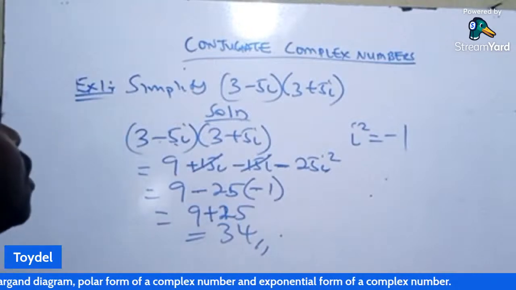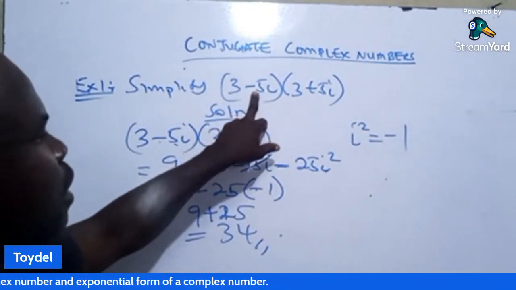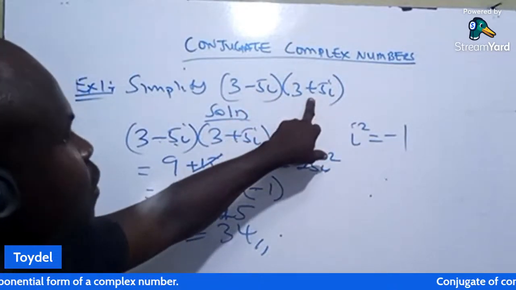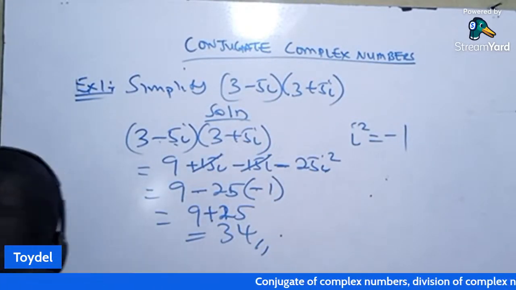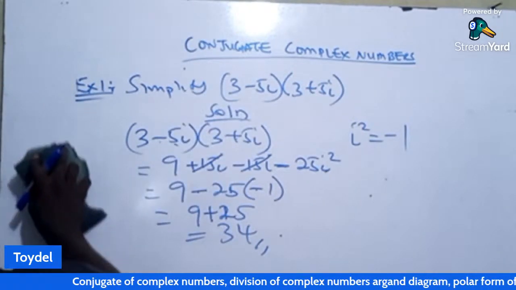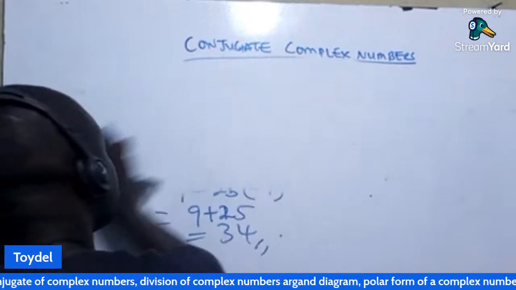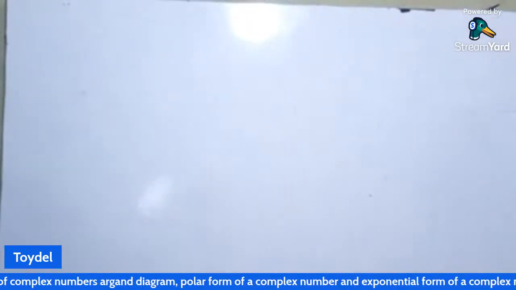So please take note that if we have a complex number and multiply it by the conjugate of that complex number, we are going to get a real number. We should take note of that. And the reason why we have conjugate complex number is that whenever we want to do division of complex number, the knowledge of conjugates will be required.